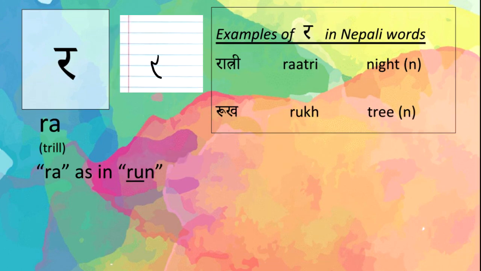After ya is ra, ra as in run. Typically this is a rolled R sound. Examples of ra are ratri, meaning night, and rukh, meaning tree.